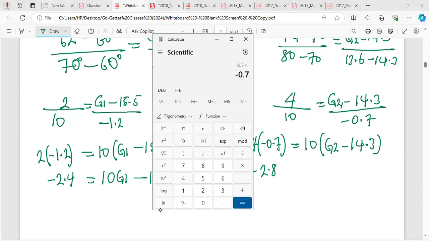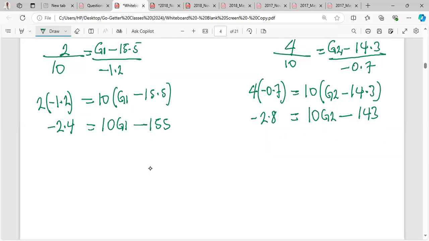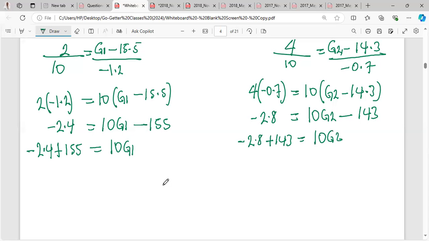0.7 times 4 gives 2.8 here. So 2.8 is equal to 10G2 minus 143. Now let's take like terms. All the unknowns should be on the right-hand side and the known ones on the left. So this is the same thing as minus 2.4. If this minus 155 moves to the other side to become plus 155, that will be equal to 10G1. In the same vein, minus 2.8, if this minus 143 moves to become plus 143, it becomes 10G2.